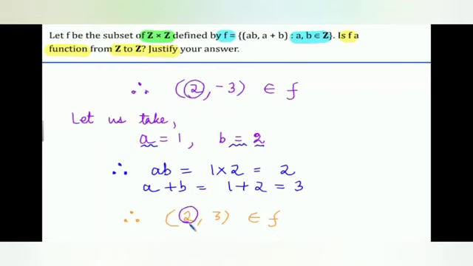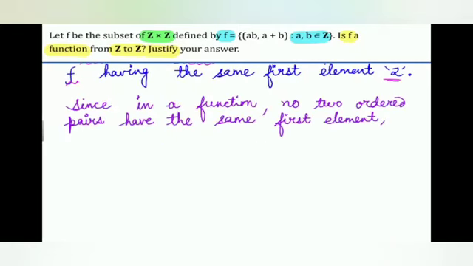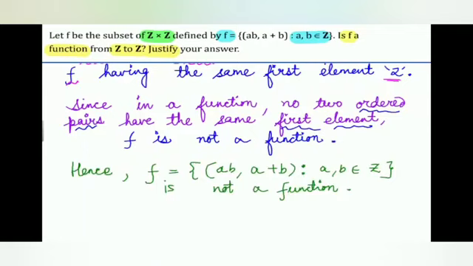So f is not a function from Z to Z. (2, 3) and (2, -3) are both present in f having the same first element 2. If here N to N was written instead of Z to Z, this statement would become true. But here it is Z to Z, and since in a function no two ordered pairs have the same first element, f is not a function from Z to Z.